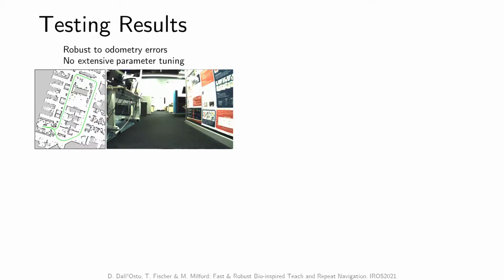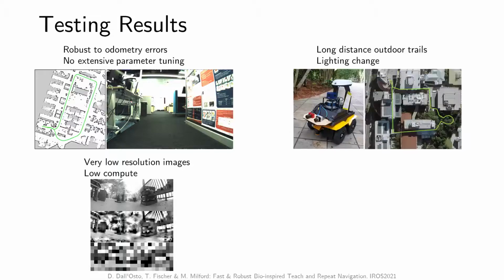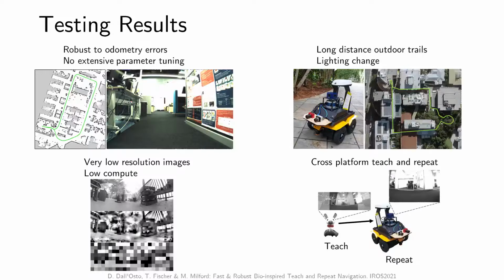Having detailed our approach, I will now run through the testing results. Firstly, we conducted a range of indoor tests to analyze the system's robustness to noisy odometry and how important tuning the parameters was for performance. We also tested the limits of the system when using low-resolution images and minimal computation. Additionally, we tested repeating a long outdoor route to assess robustness to lighting variation and unexpected passers-by. Finally, we show that a teach run recorded on one robot can be repeated by a very different robot.